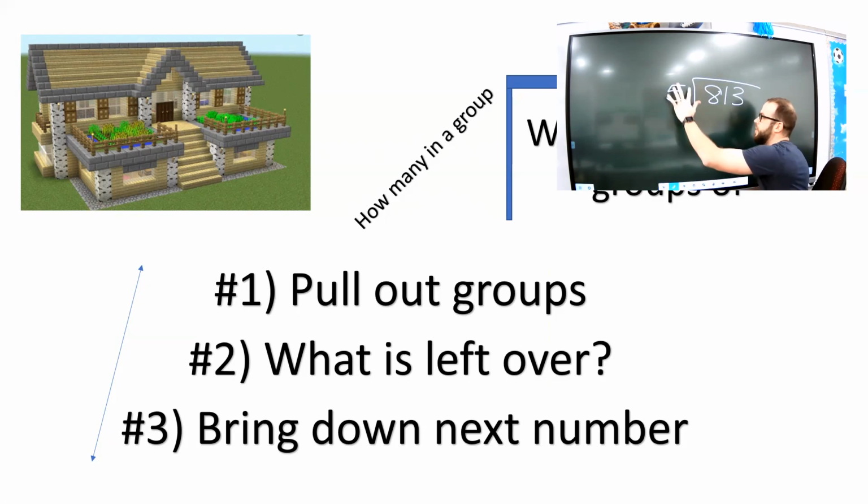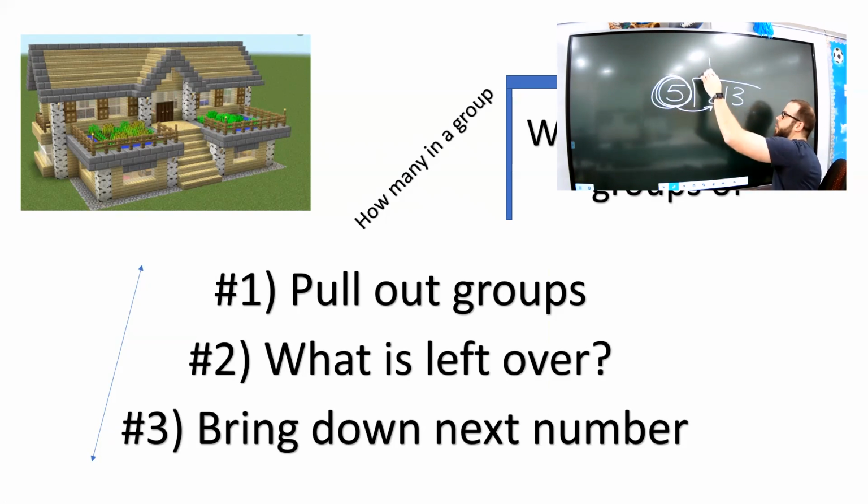First thing you want to do is you're making groups of 5. How many 5s are in 8? 5, 1. There's 1 group of 5. Is there any left over? Sure there is. There's 3 left over. After you bring down 3, bring down the next digit, 1. How many 5s are in 31? 5, 10, 15, 20, 25, 30, 6. Is there any left over? Yes. How many? 1.